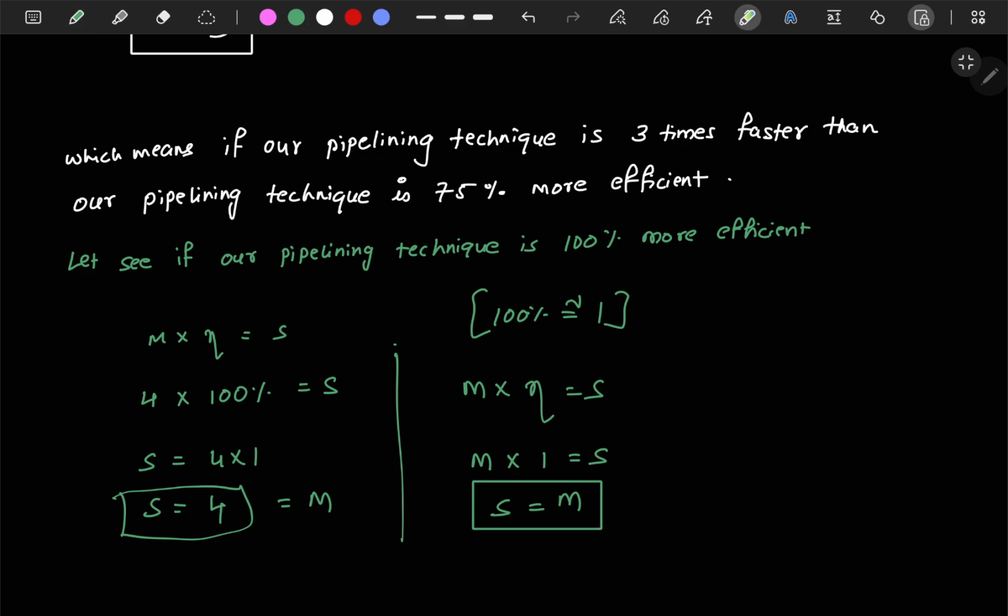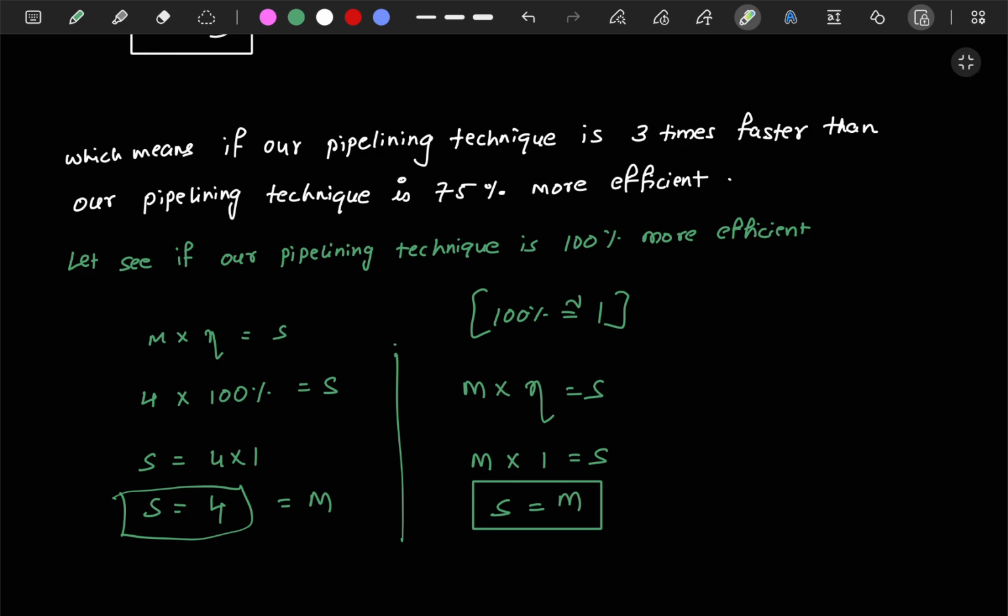What is the meaning of it? Whenever we have 4-stage pipelining, our speed up should be 4 times faster. Then only you will get a 100% efficient pipelining technique.